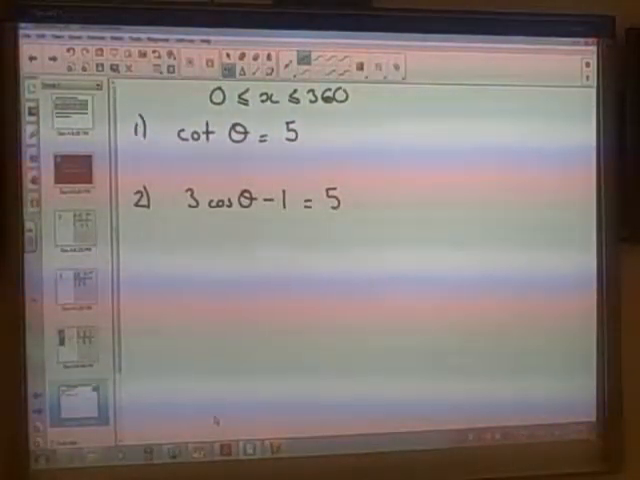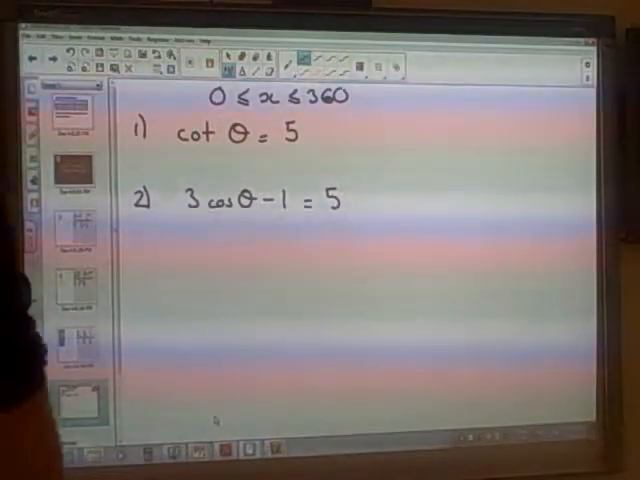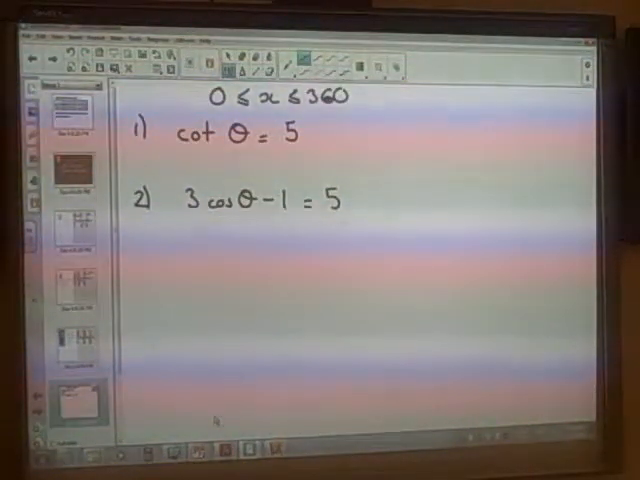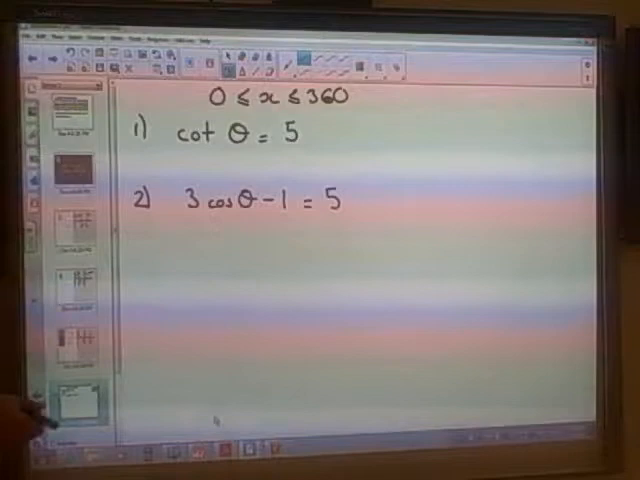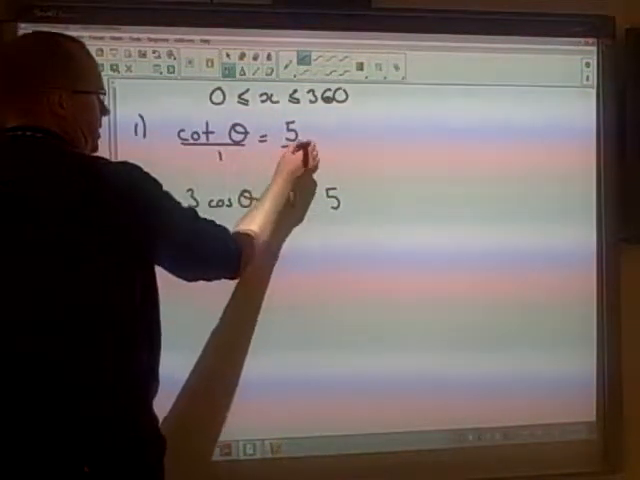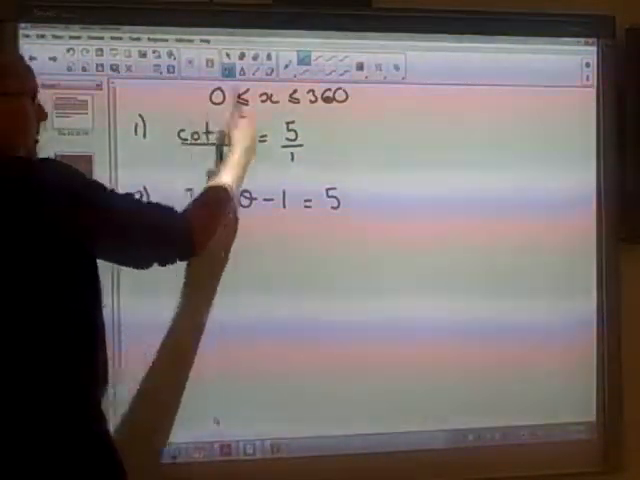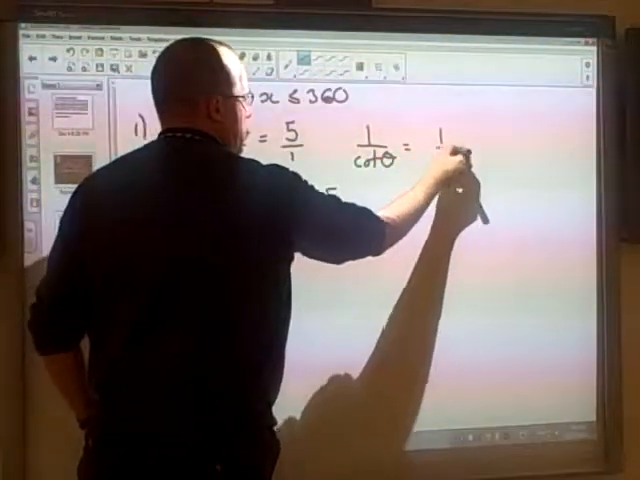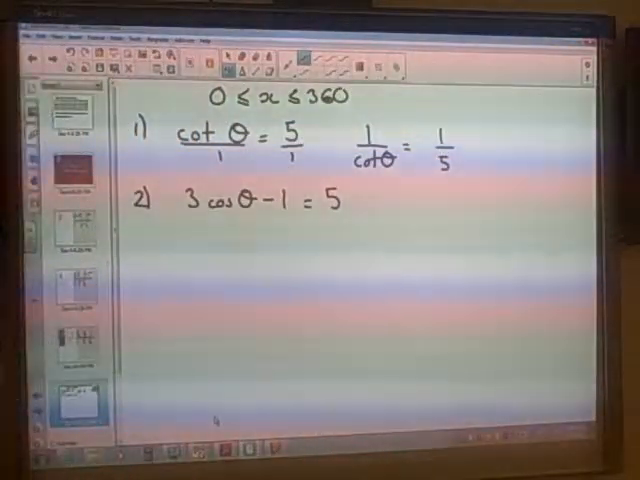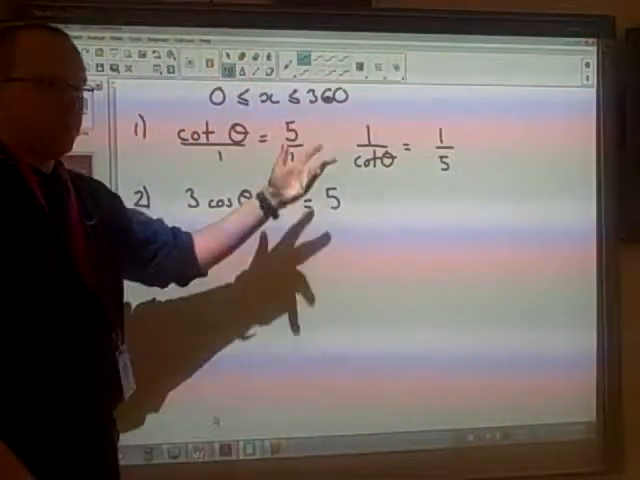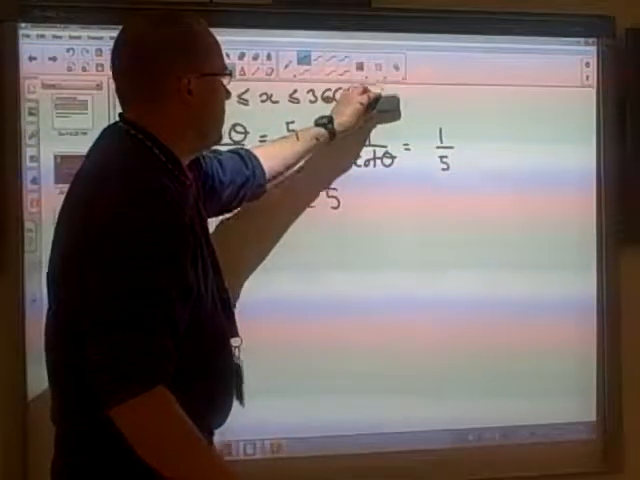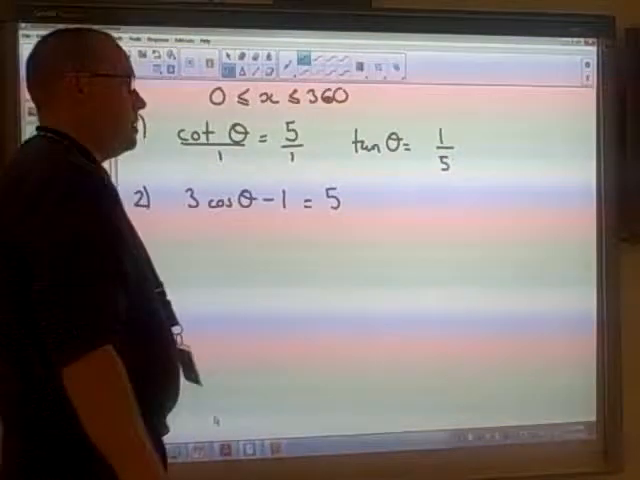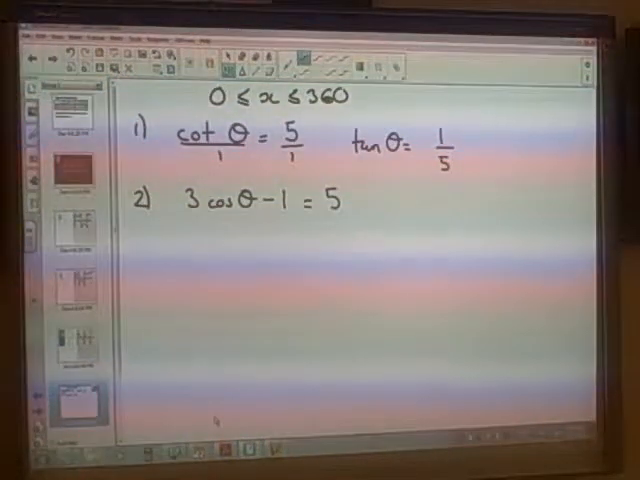So we looked at how to solve basic equations. What happens if we get something slightly more complicated? Certainly there's no inverse cotangent button on our calculator, so we need to think of something slightly different. What we can do for this is take the reciprocal of both sides. So if we flip both sides, we get 1 over cotangent equals 1 over 5. And luckily there's a definition for 1 over cotangent. That's just tan. So therefore what we actually have is tan x, or tan theta in this case, equals 1 over 5. And that's a question that we know how to solve.